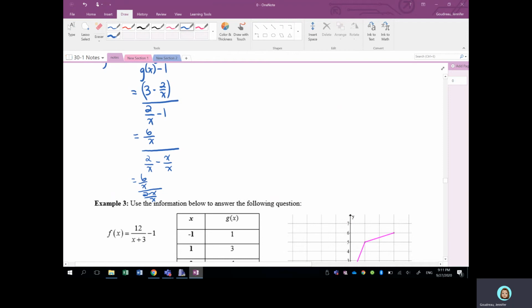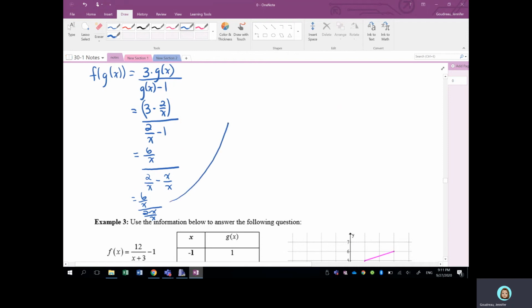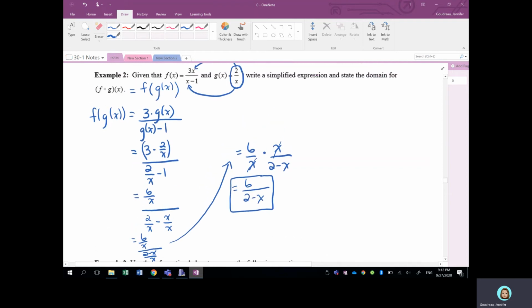Now that we have a simplified compound fraction, we can take the numerator, change the division to multiplication, and then reciprocate our second fraction. So instead of dividing, we multiply, and we reciprocate the denominator. We can see that we've got common factors of x in the numerator and the denominator, which divide out, and we're left with 6 over 2 minus x. There is our composite function.